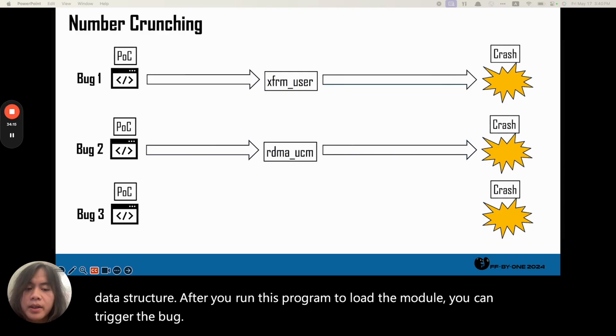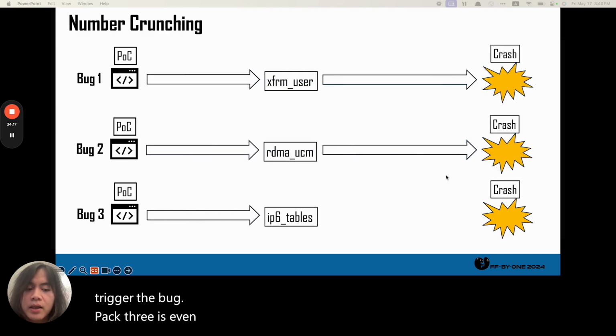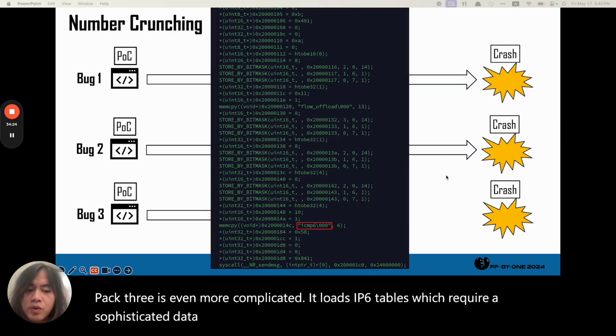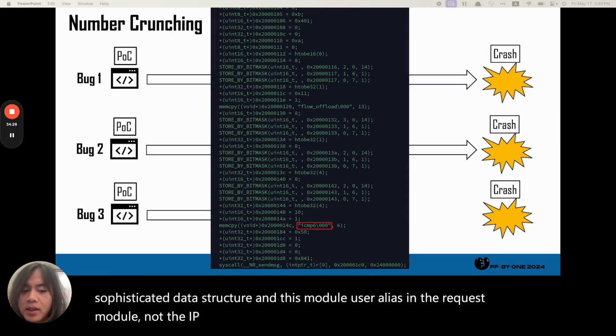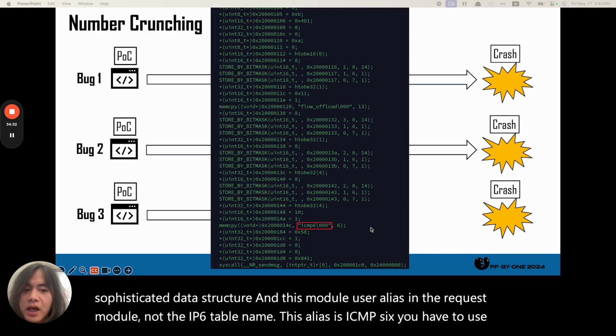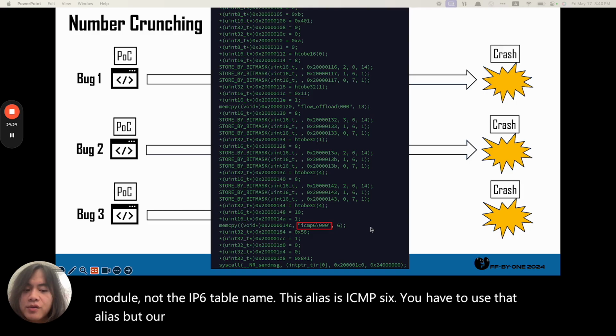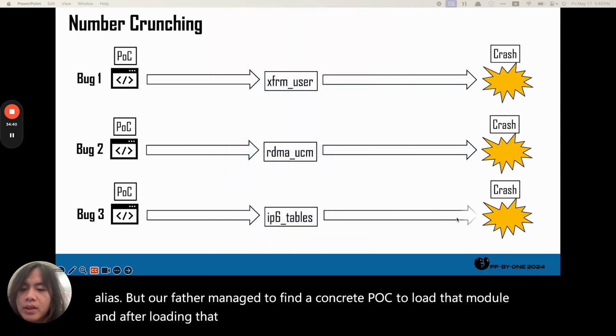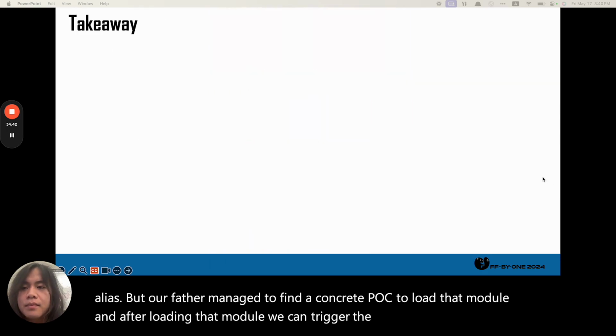Bug 3 is even more complicated. It loads ip6tables, which requires a sophisticated data structure, and this module uses an alias in the module request, not the ip6table name. The alias is icmp6. You have to use that alias, but our fuzzer managed to find a concrete POC to load that module. And after loading that module, we can trigger the bug.